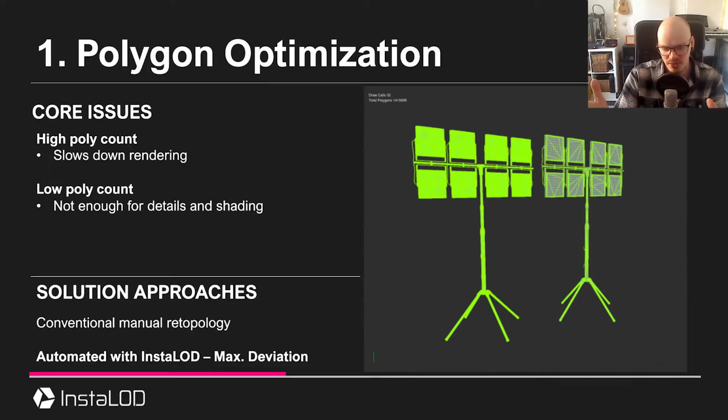So when we do this whole polygon optimization, we have to make sure that we keep the details, but we also want to make sure that we don't go down too low to the point where the model just looks really chunky, the shading breaks, and those issues start appearing. So that is the first issue that we're going to have a look at in a few minutes.